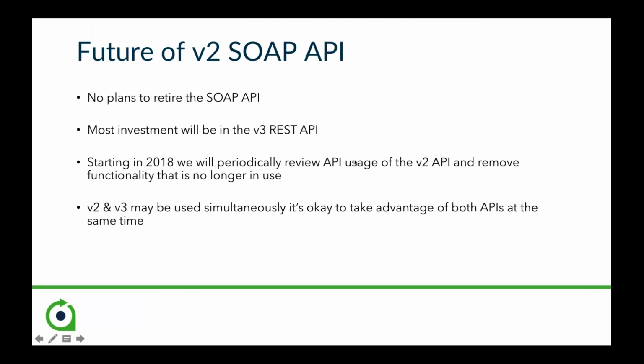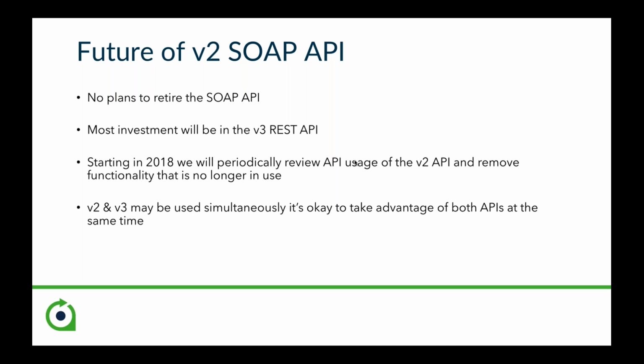As far as the V2 SOAP API, there's no plans to retire it. I would say going forward, most of our investment is in the V3 API. Of course, we've spent a lot of time on it already. We're working to get something out later this year so that you can begin to use it. Starting in 2018, we're going to have a little bit more discipline to it next year.